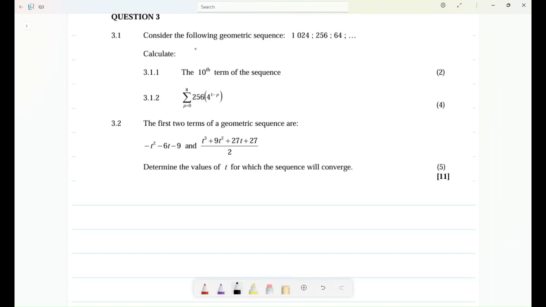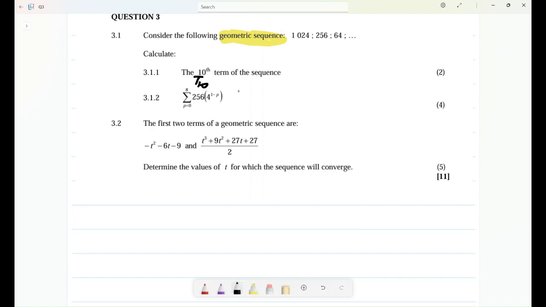In today's video, we're going to continue to question 3. It reads as follows. 3.1 says, consider the following geometric sequence. It is very important that you are given this, whether it is a geometric or arithmetic sequence, right? So, we have 1024, 256, 64. Now, 3.1.1 says calculate the 10th term, T10, of the sequence, right?